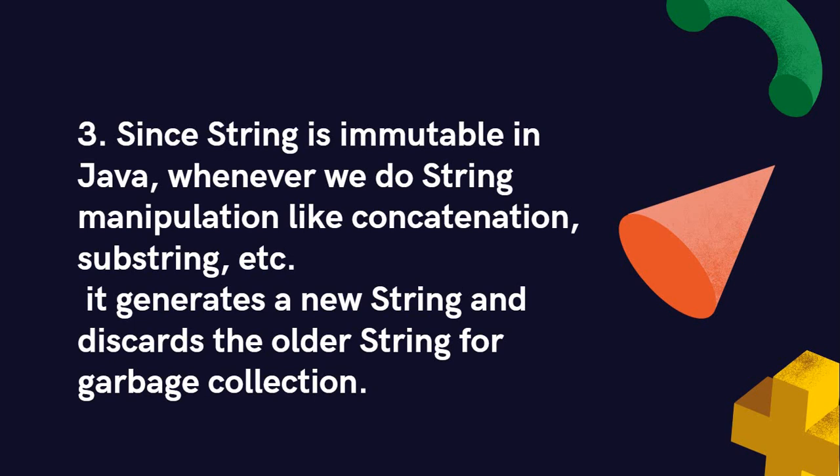Another point: since string is immutable in Java, when we do string manipulation like concatenation and substring, I have just shown the concept of concatenation and substring in the last videos. If you have not seen that, please watch it, you will get the idea. It generates a new string and discards the older string for garbage collection. So whenever you do some changes or manipulation with your string, by concatenation or substring, those things go to garbage, meaning whatever you are not using is counted as garbage, and it also occupies space.